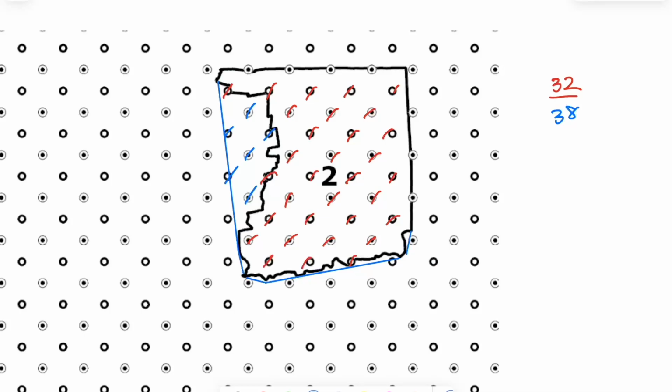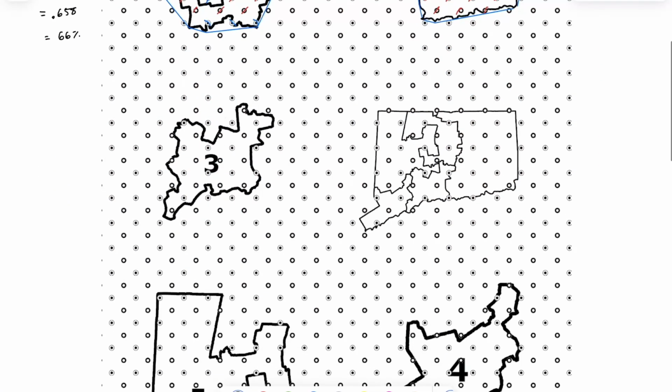Okay, so on my calculator, 32 divided by 38 is 0.842, which is 84%. All right, that means this one is nicer than the other one, right? The other one was 66%. I would like for you all to try the others, and you can try the entire state of Connecticut too. This one to me looks very nice, it's almost a rectangle. So I would expect the state of Connecticut to be pretty close to 100%. All right, see what you think.